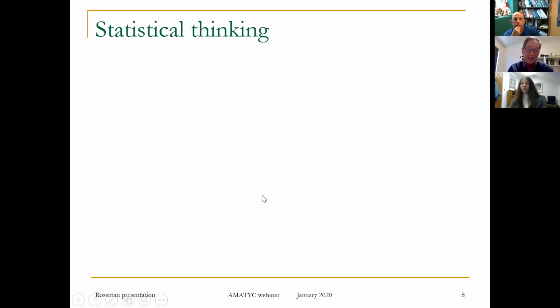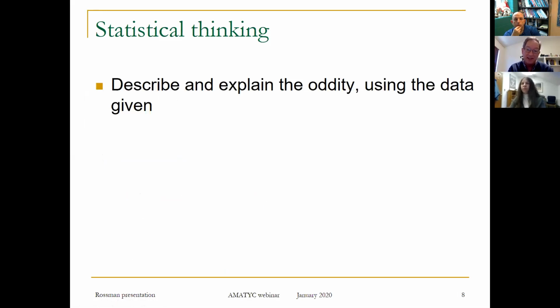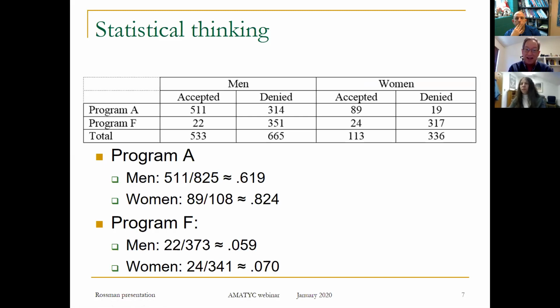So my next question to students is describe the oddity, which I just did. The harder question, the important question, is explain the oddity. Use the data given to explain what's going on here. How would you explain this to a university official? How would you explain it to a potential applicant? How would you explain it to a judge or jury if it got to that point? And this is somewhat challenging, of course. You really have to think this through, but students can handle it with perhaps a nudge in the right direction.